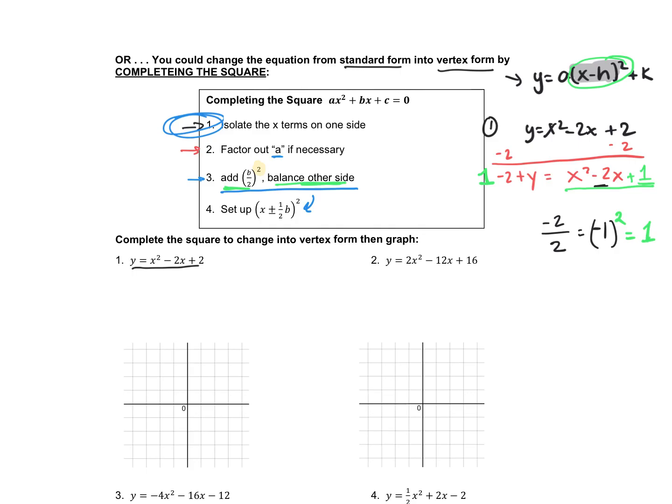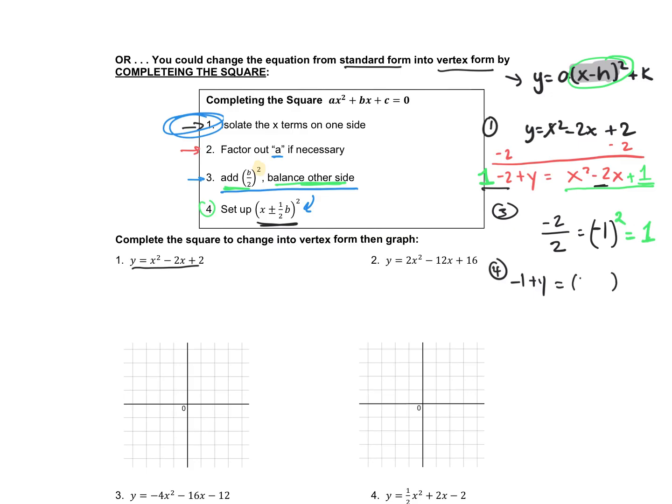Now I need to set up number 4. I'm going to go down here. This is pretty much what we did with number 3. Then I'm going down to number 4. Step 2 we didn't have to do. On number 4, I'm going to clean up some stuff. So 1 minus 2 is negative 1 plus y equals. It's telling you to set up this.